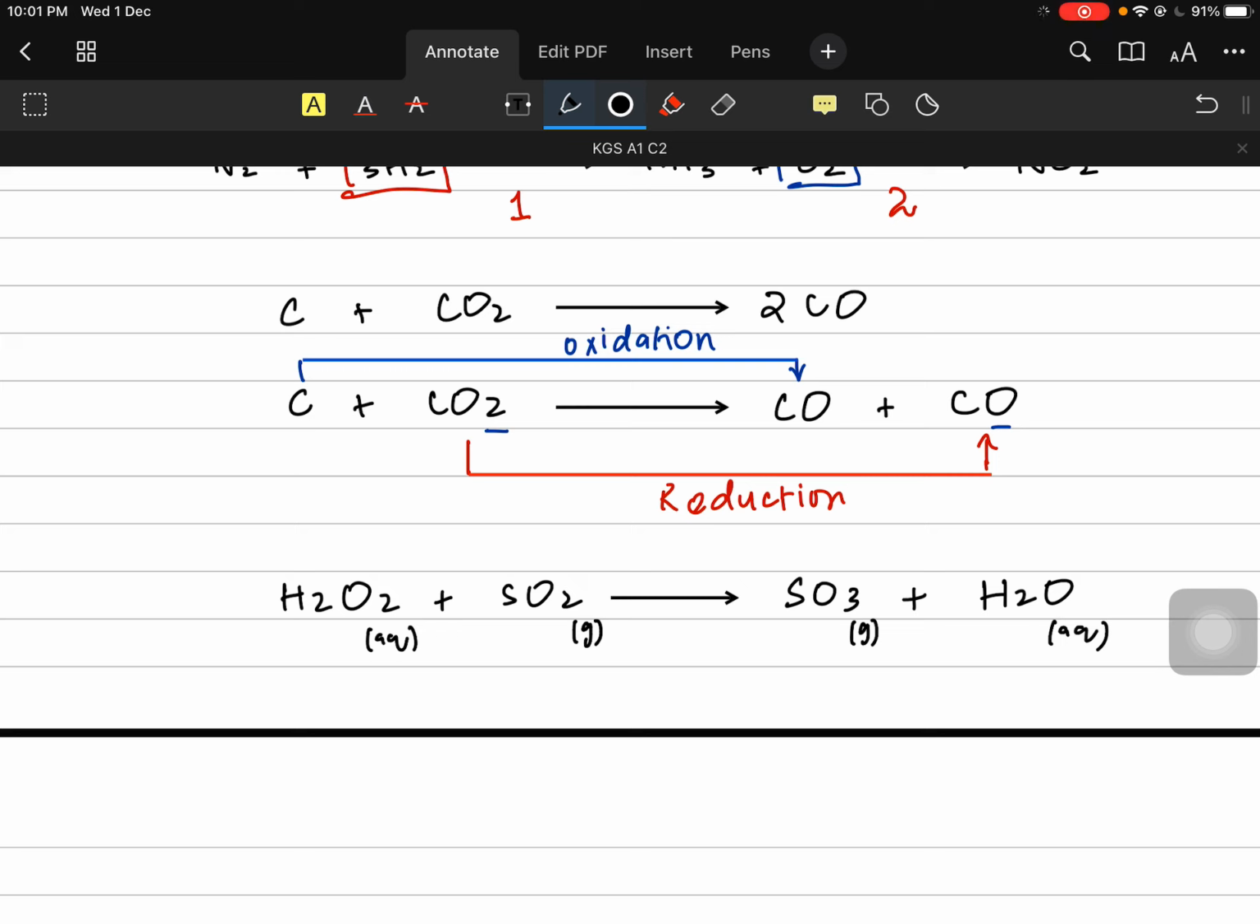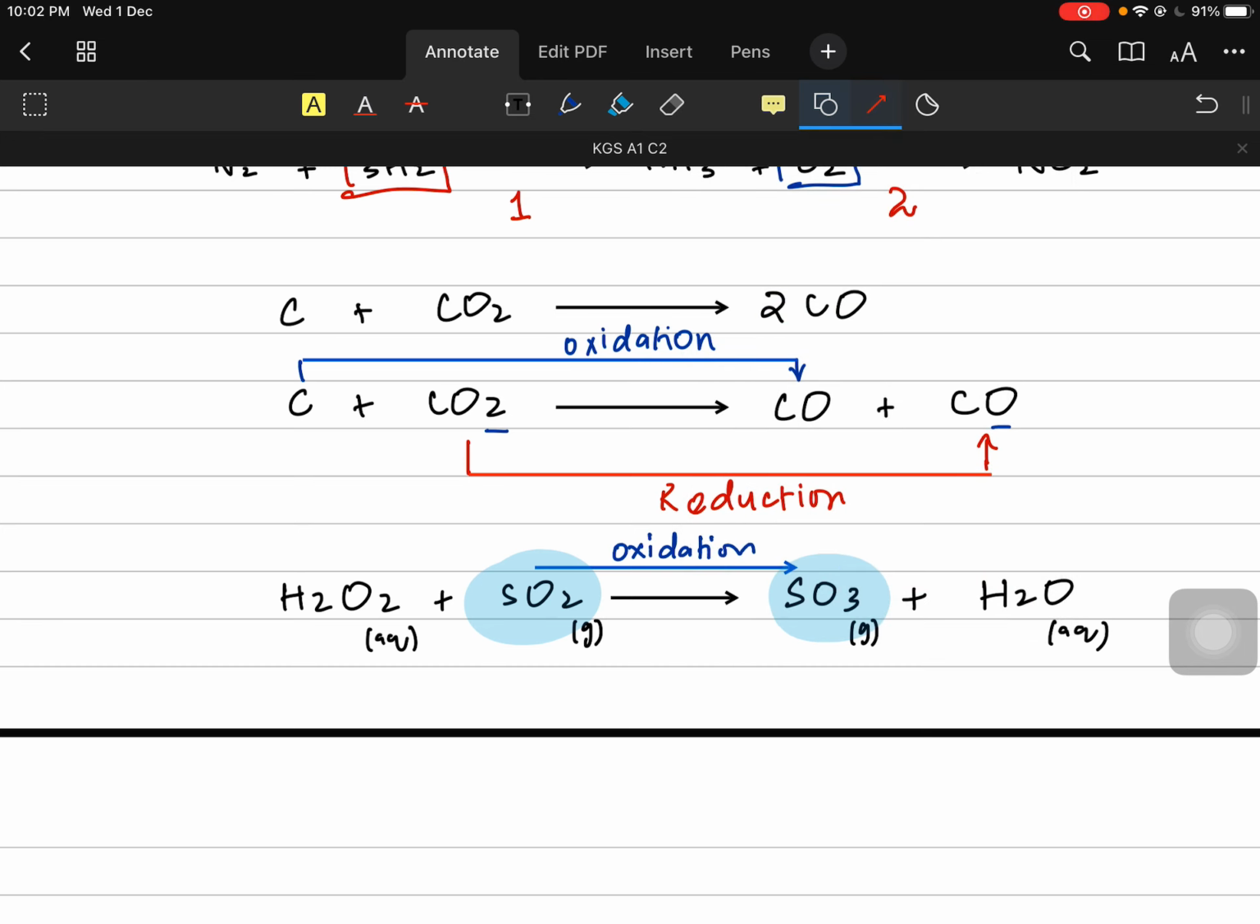Let's look at the S first. So the S is technically getting more and more oxygens around it. You can see initially it had only 2 oxygens around it, but by the end of it, it's getting more and more oxygens, so it's 3 oxygens right now. That has to be the oxidation process. So this one is an oxidation process from SO2 to SO3. Initially the sulfur molecules had only 2 oxygens, but now it has 3. So that's oxidation.